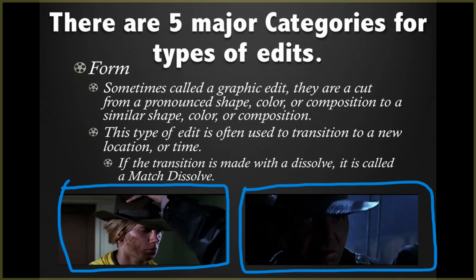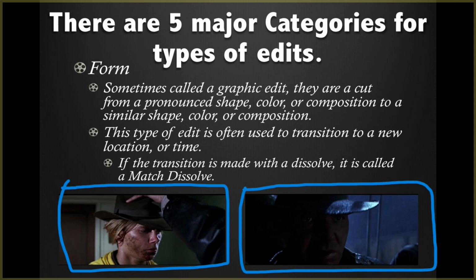But it's a form edit. We are matching the look of one shot to the next shot. Another form edit could be, let's say, a child is holding a lollipop, and you go into close up of that round circular lollipop, and then you cut to a tire wheel because it's round. So you're going from a similar shape to similar shape.